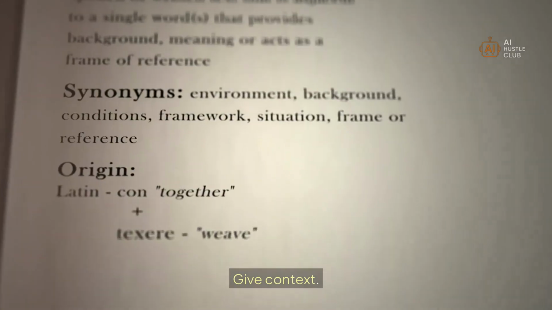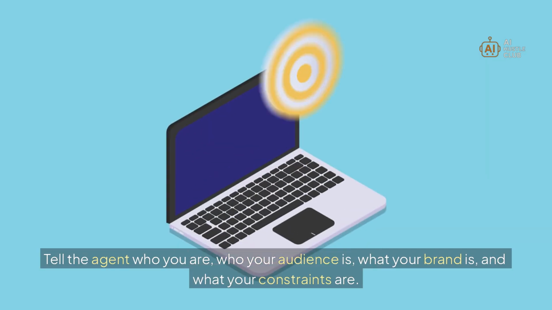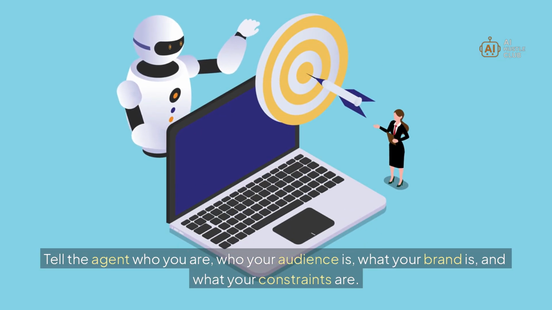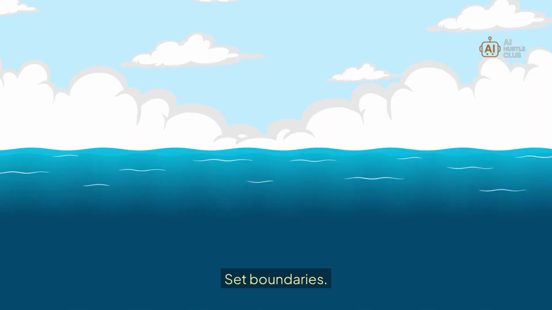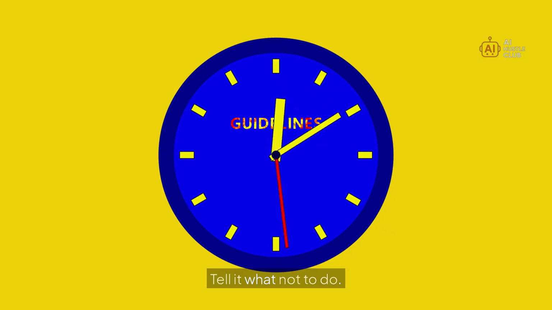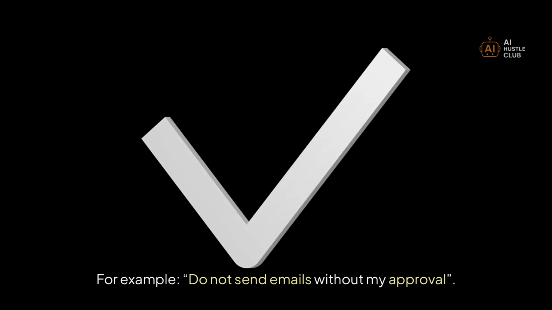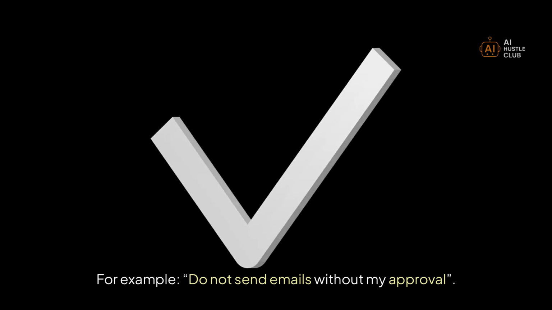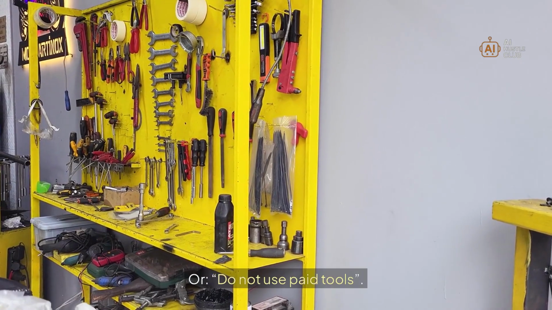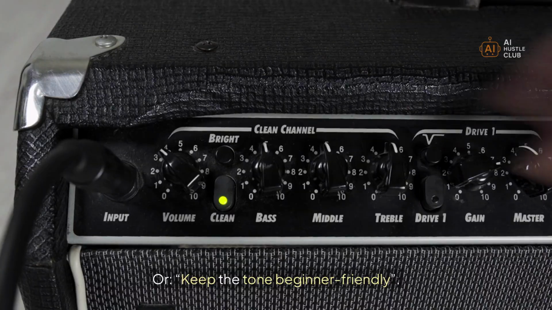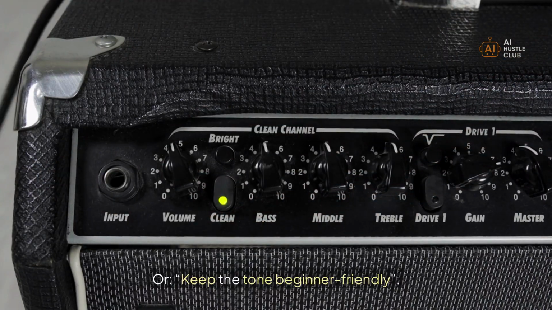Rule number 2, give context. Tell the agent who you are, who your audience is, what your brand is, and what your constraints are. Rule number 3, set boundaries. Tell it what not to do. For example, do not send emails without my approval. Or do not use paid tools. Or keep the tone beginner friendly.